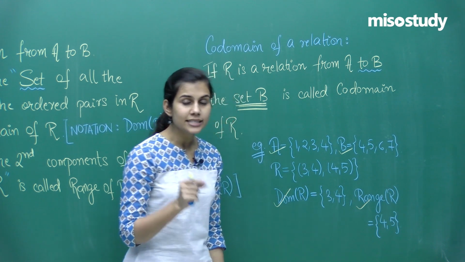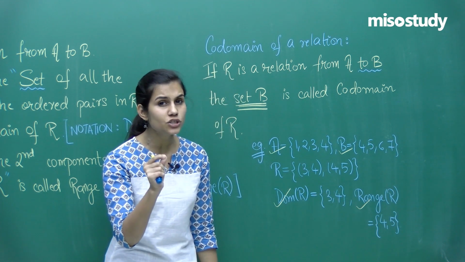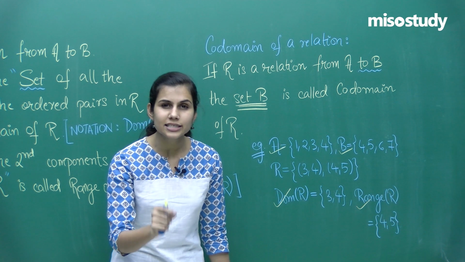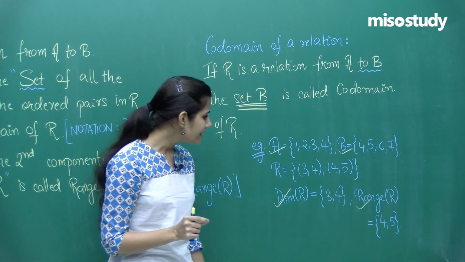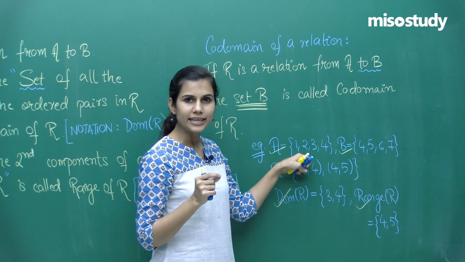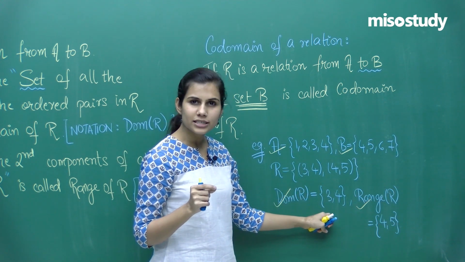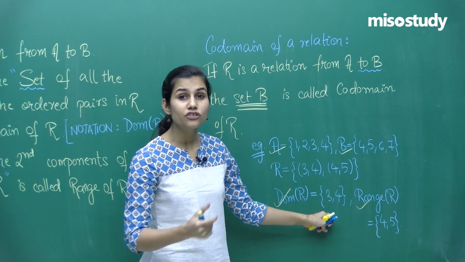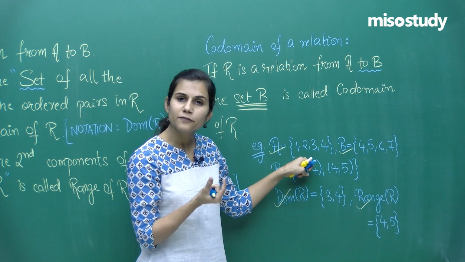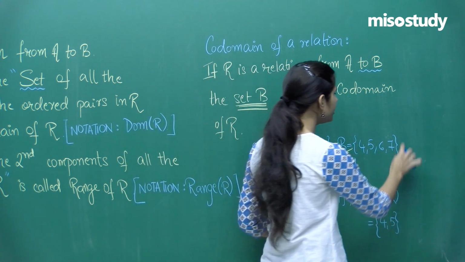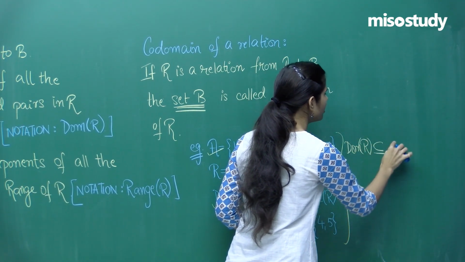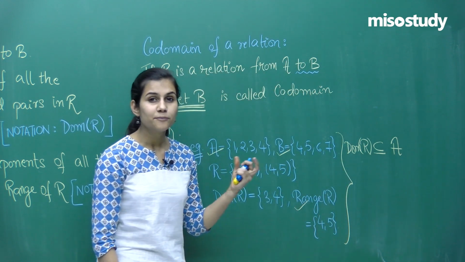It is obvious that inside the domain we are picking up first components of the ordered pairs. And first components always come from the first set involved in the Cartesian product. That is why the domain is always going to contain members borrowed from set A. You can see 3, 4 is coming in the domain, and because the domain is the collection of all the first components of the ordered pairs, borrowed from the first set A, the domain of R is a subset of the set A.